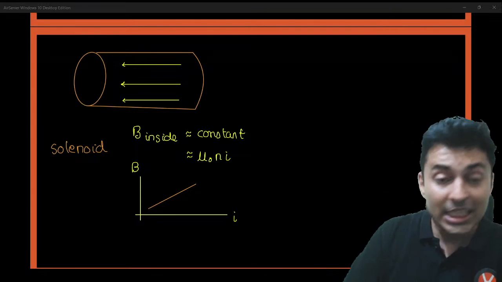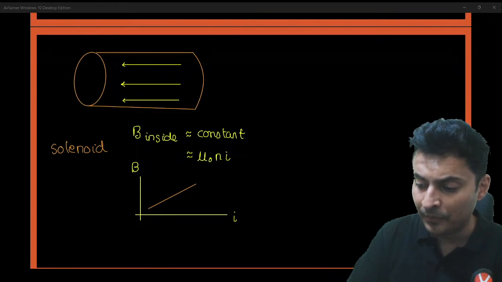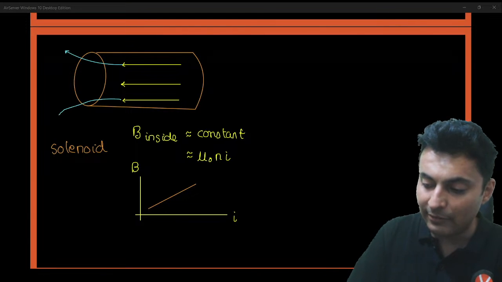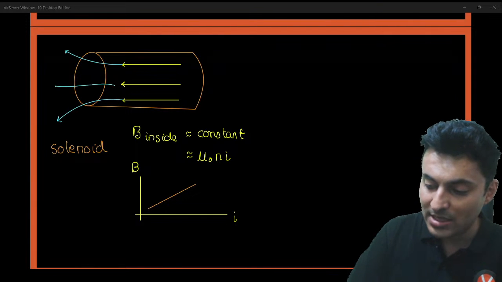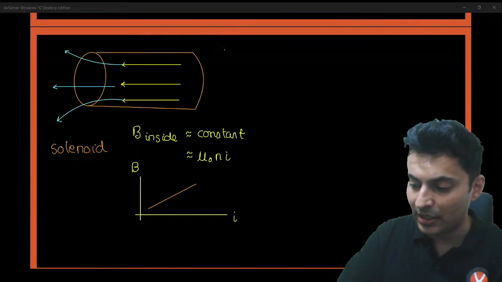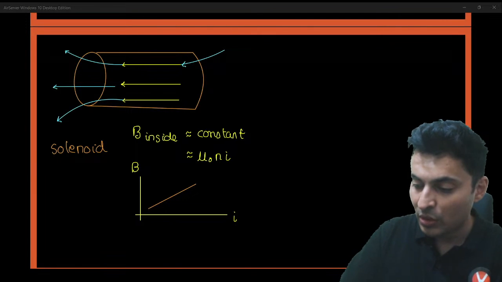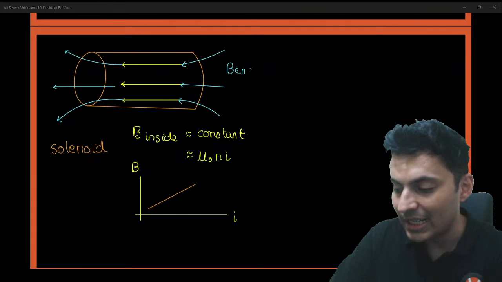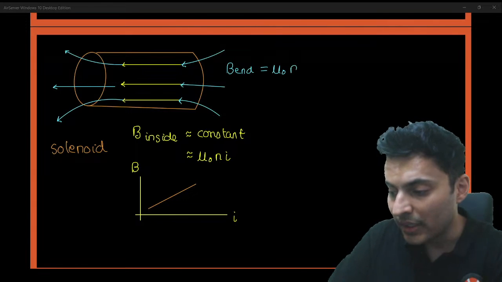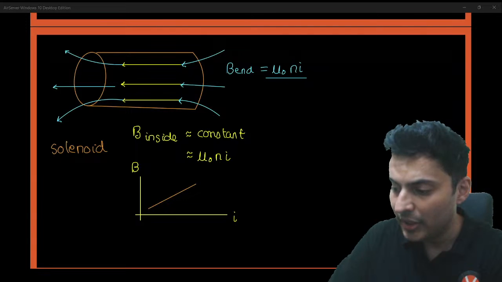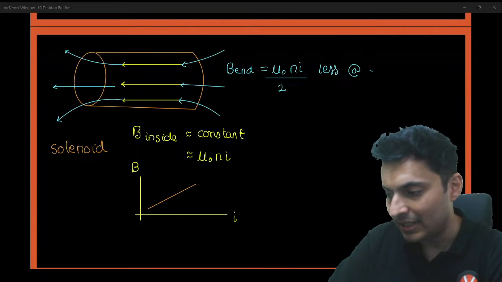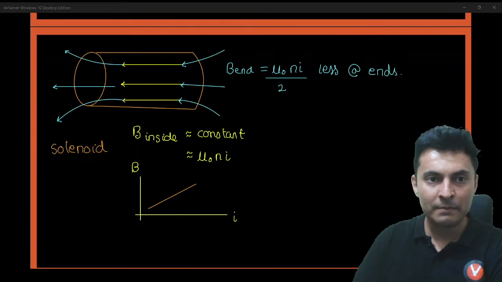But remember one thing, the same magnetic field lines, by the time they come towards the end, start spreading away from each other. Because of this, the magnetic field at the end will be slightly less. In fact, it is mu naught N i divided by 2. It is less at the ends. Keep this in mind.